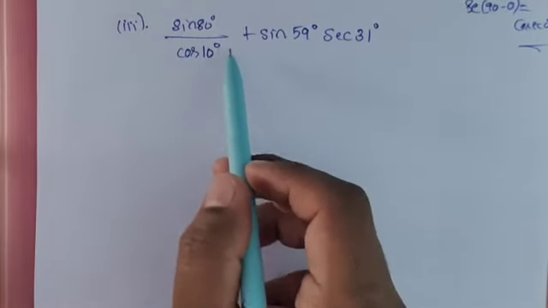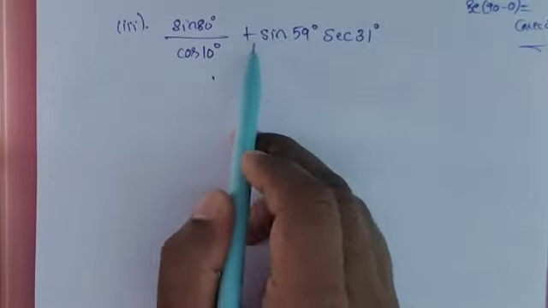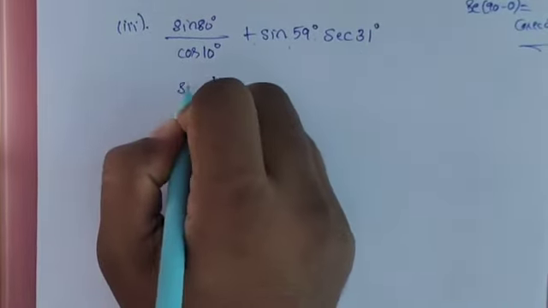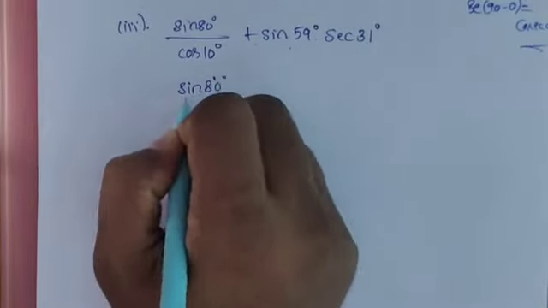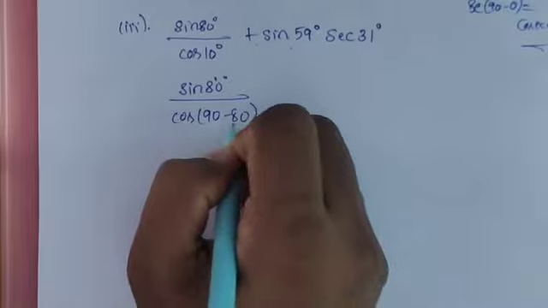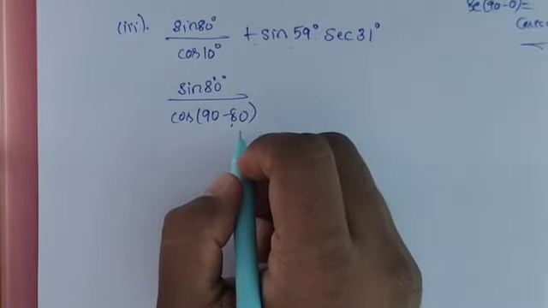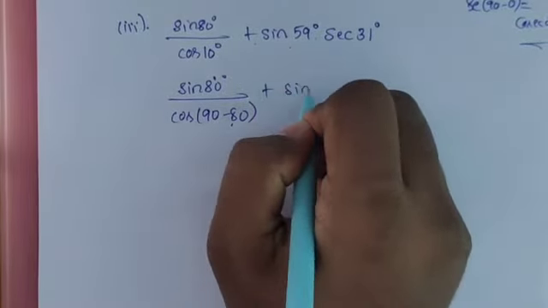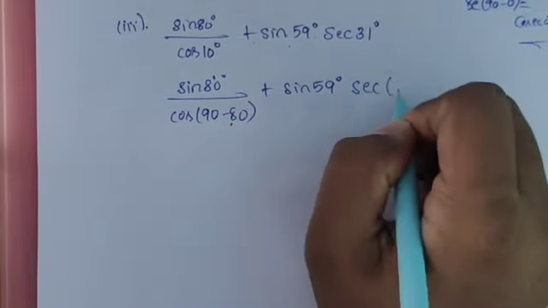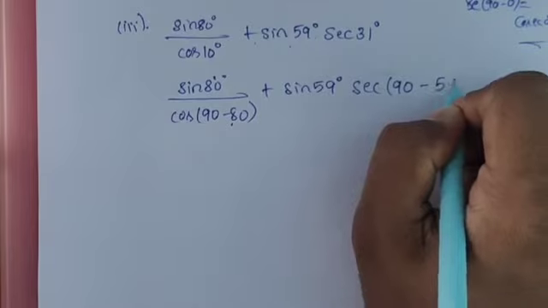Third question: sin 80 degrees divided by cos 10 degrees plus sin 59 degrees into secant of 31 degrees. So how to change this? So sin 80 degrees will be as it is. So cos can be changed as cos of 90 minus 80. So 90 minus 80 becomes 10, right. Plus sin 59 degrees will be as it is. So the secant becomes secant of 90 minus 59 degrees.